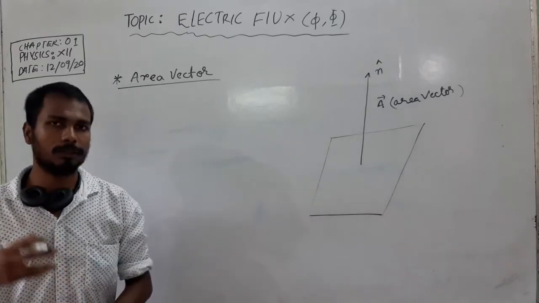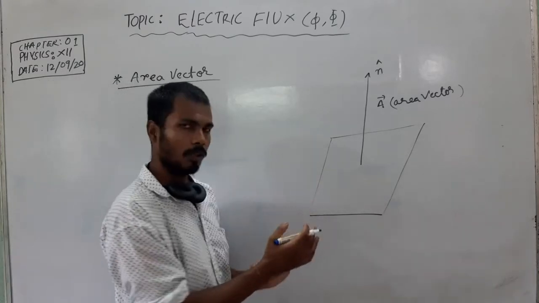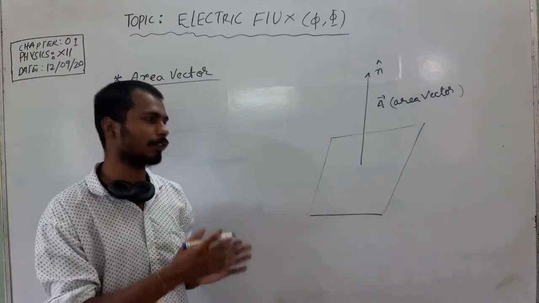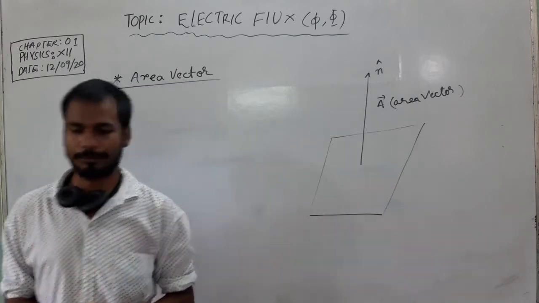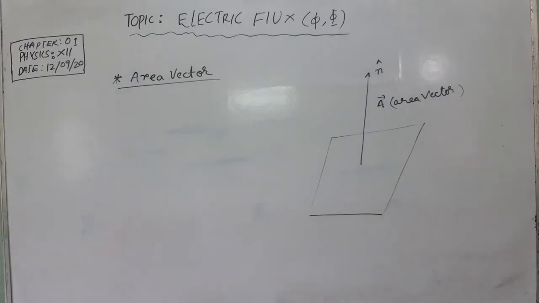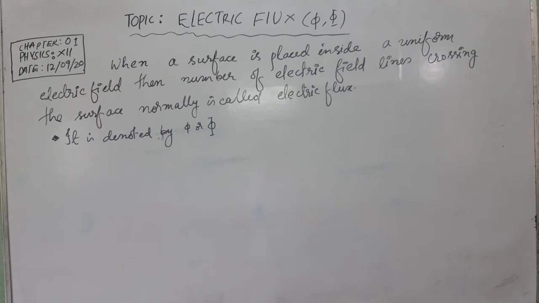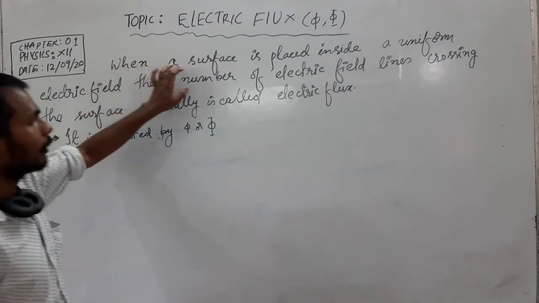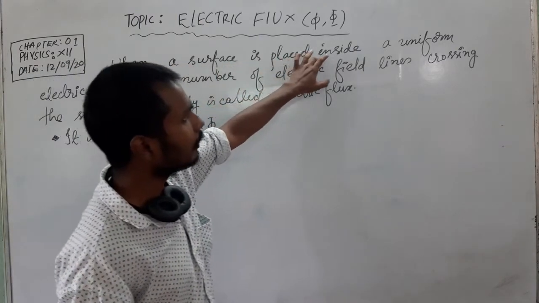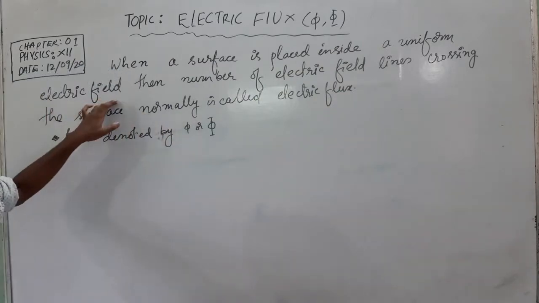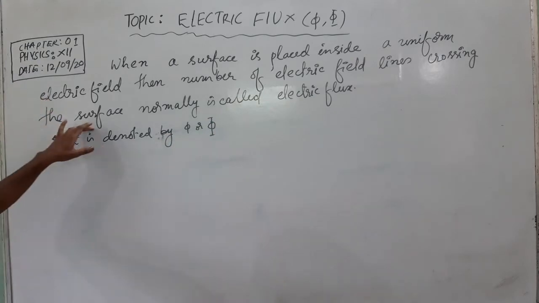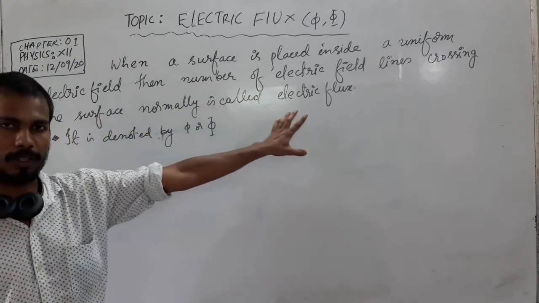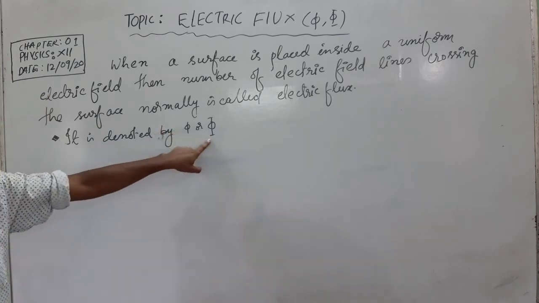While studying electric flux, first we will consider an area, or a surface, inside a uniform electric field. Then we will find what electric flux is. Now, when a surface is placed inside a uniform electric field, the number of electric field lines crossing the surface normally is called electric flux. The symbol is capital Phi.